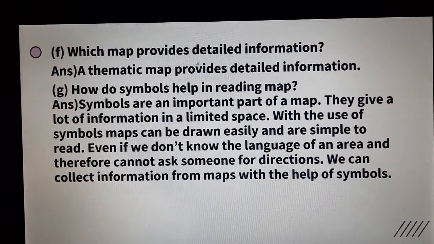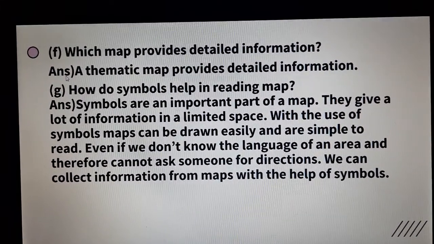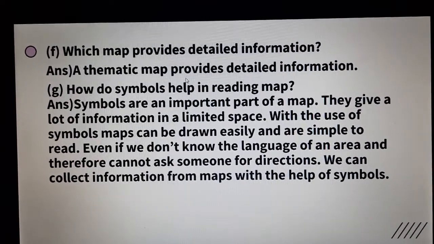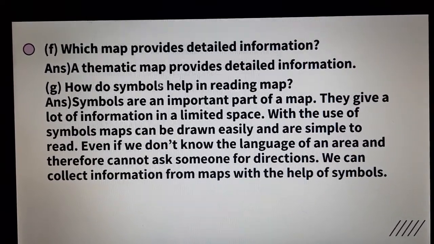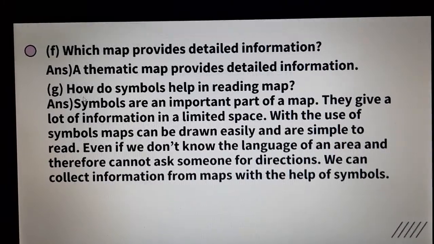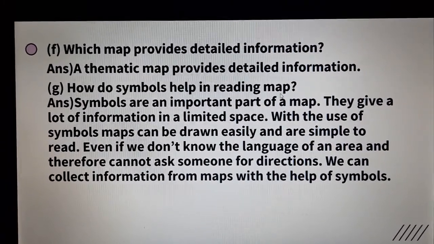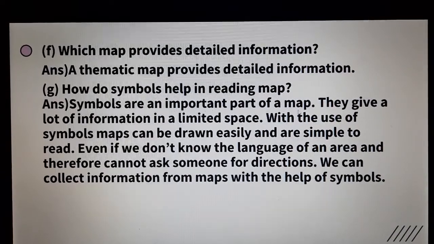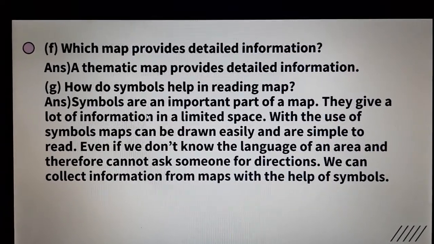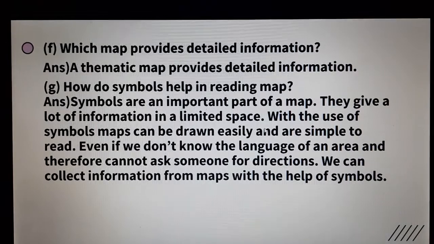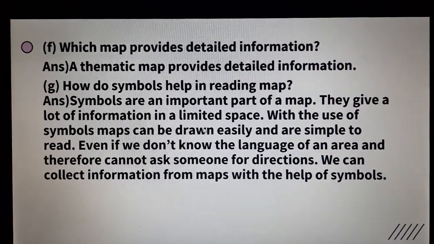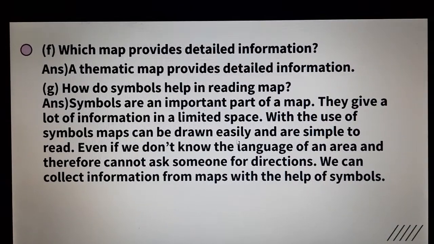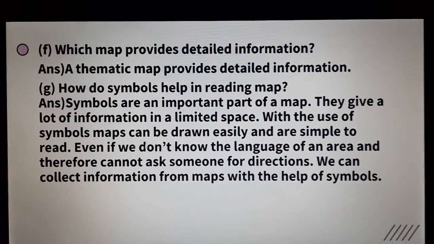F. Which map provides detailed information? Answer. A thematic map provides detailed information. G. How do symbols help in reading a map? Answer. Symbols are an important part of a map. They give a lot of information in a limited space. With the use of symbols, maps can be drawn easily and are simple to read.